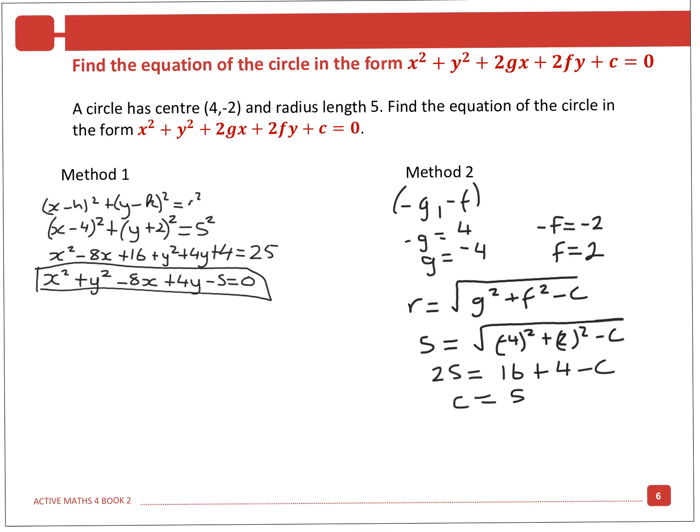So now if I just go ahead and fill that into my equation, I have x squared plus y squared. Now my 2g, I found that g is minus 4, so 2 by minus 4 gives me minus 8x. And then I have 2f, so 2 by 2 gives me 4y. And then I have a little mistake there. I had minus c is equal to positive 5, so c must be equal to minus 5. That's what happens when you skip steps, so minus 5 equals 0.